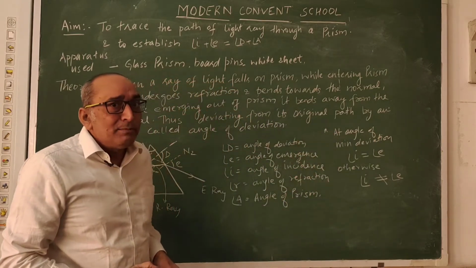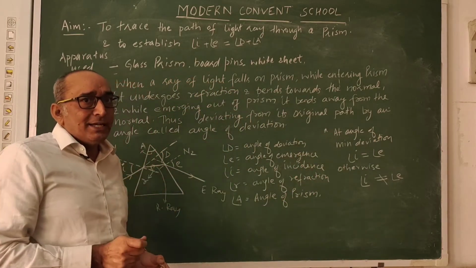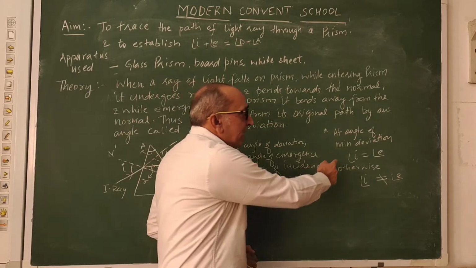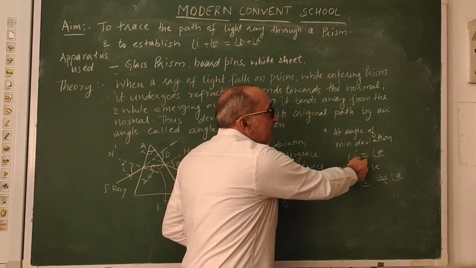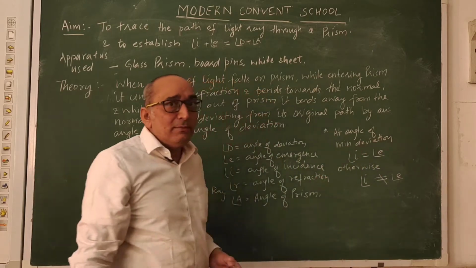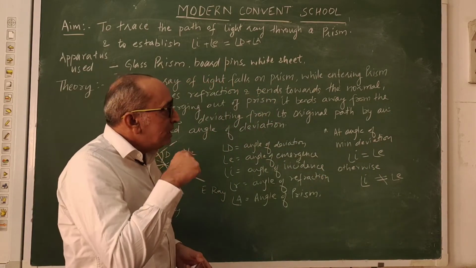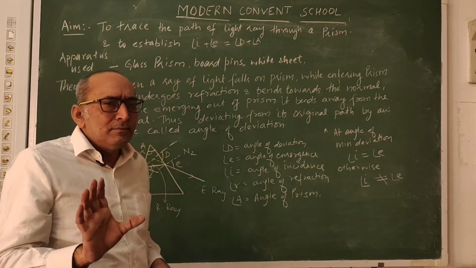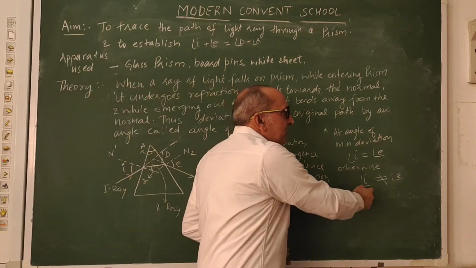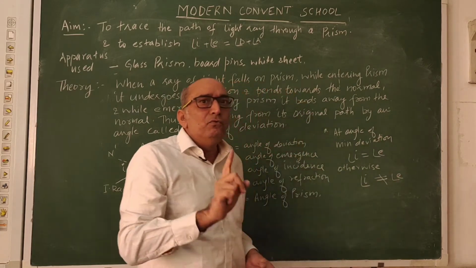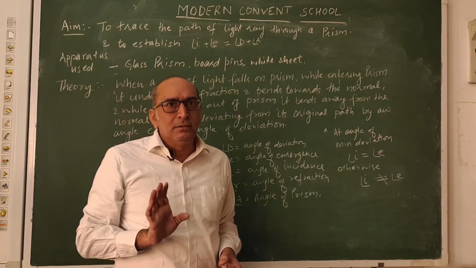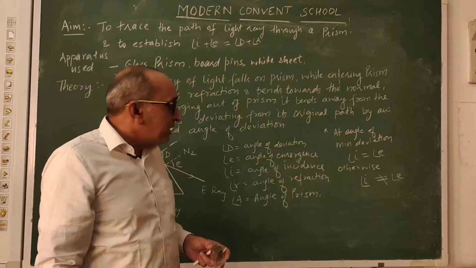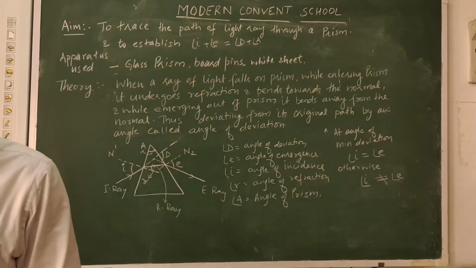At angle of minimum deviation, a special case, angle of incidence will be equal to angle of emergence. In other cases, when the angle of deviation is not minimum, then angle I and angle E will not be equal. Now moving on to drawing the path of the ray.